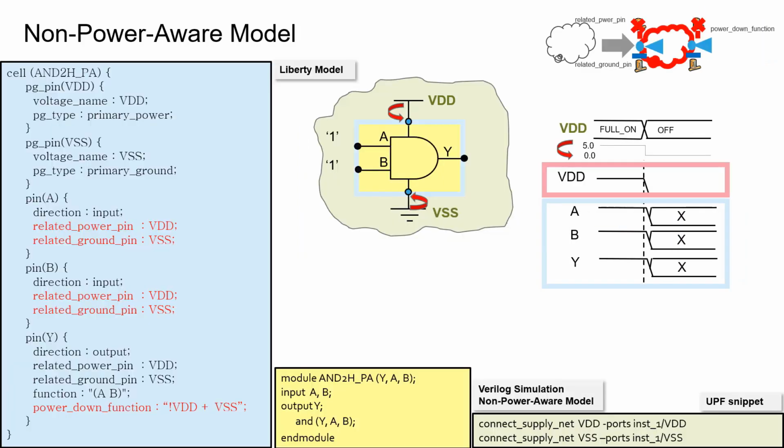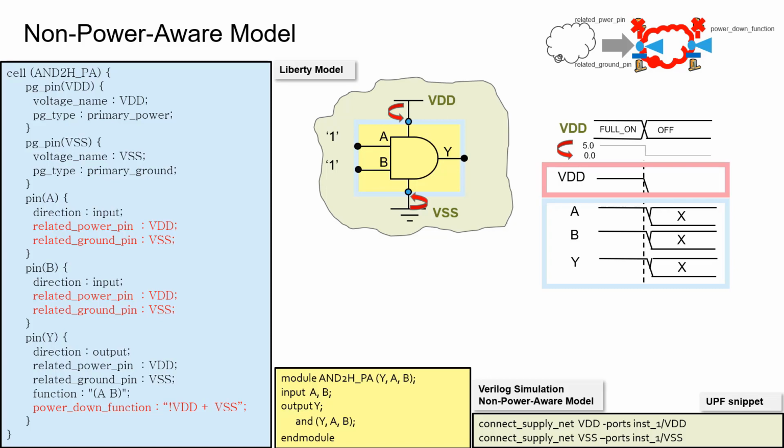Now think about a non-power-aware model. Things are a little different because you've now got, as appears on the left side, a Liberty model which describes, of course, a number of things, but I simply put an extract related only to the pins and PG pins. If you look at it, you've got your A, B, Y pins, and you've got an attribute stating the related power pin or power down function.